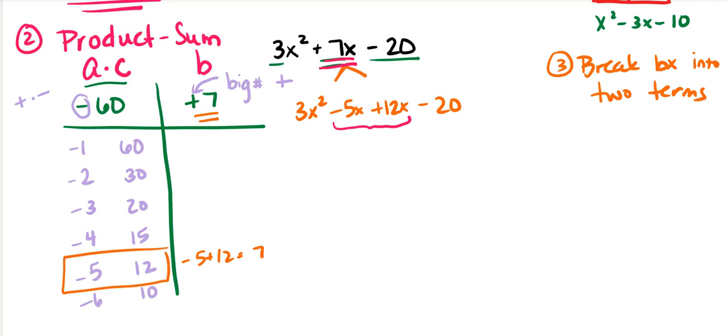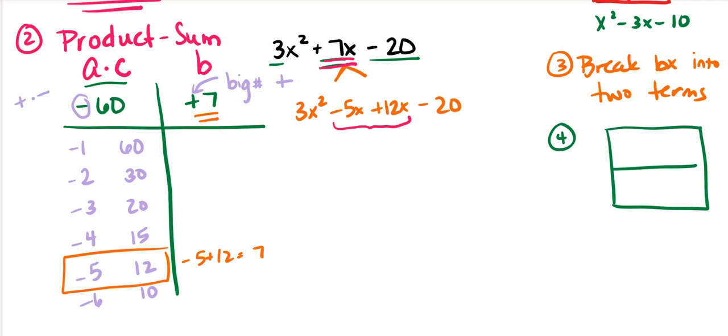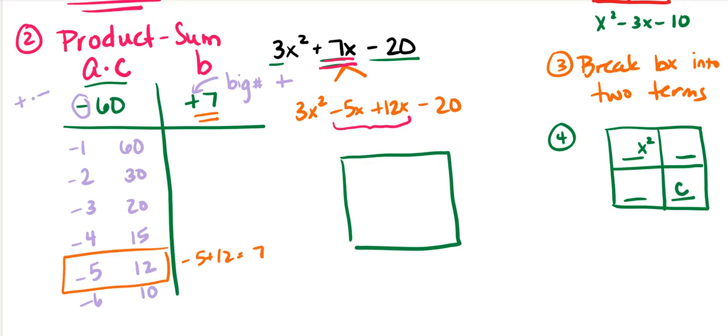It also doesn't matter if you put the plus 12x in front of the minus 5x or not. My next step is to put those four terms inside a box. So you put your four terms in the box. Your x squared term goes here, your constant term goes there, and the other two can go in either box. So mine is going to look like this.